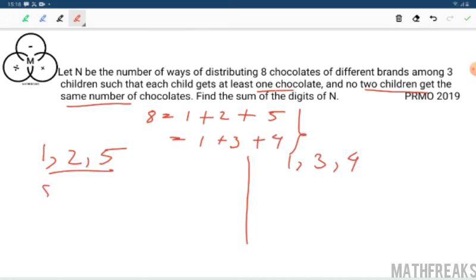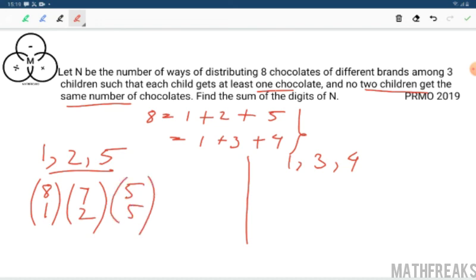So we have 8 chocolates for the first child. We are selecting only 1 chocolate. We are left with 7 chocolates. We are selecting 2 chocolates. We are left with 5 chocolates. We are selecting 5 of them. Now this 1, 2, 5, the children can be arranged in 3 factorial ways. Multiplied by 3 factorial.